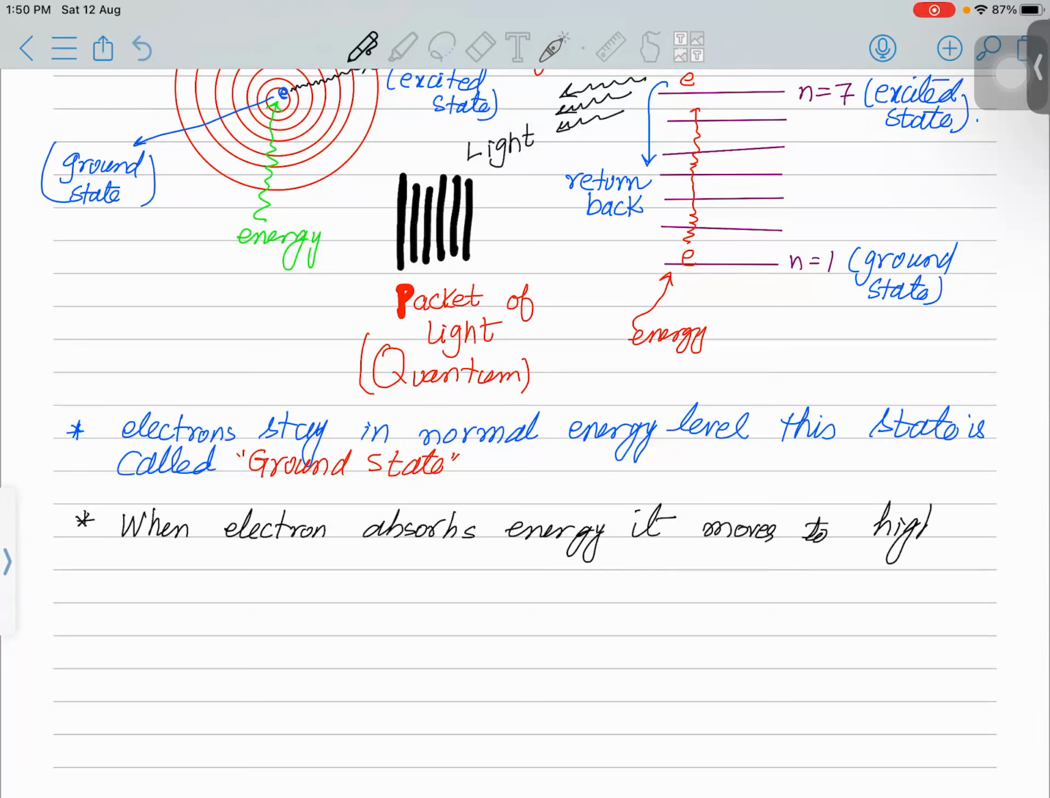Now look at the summary of this. What is an orbit? An imaginary path. Can anyone tell me another name of this imaginary path? Shell. What is another name of the imaginary path? Orbit. Very good, orbit. Yes, another name.